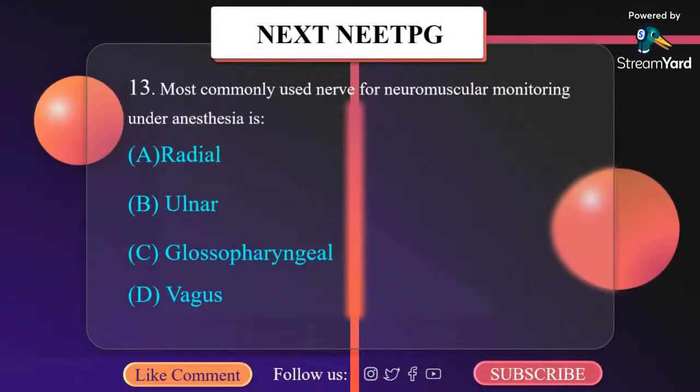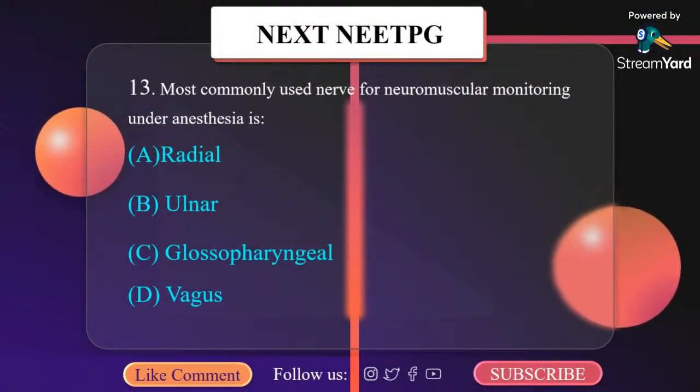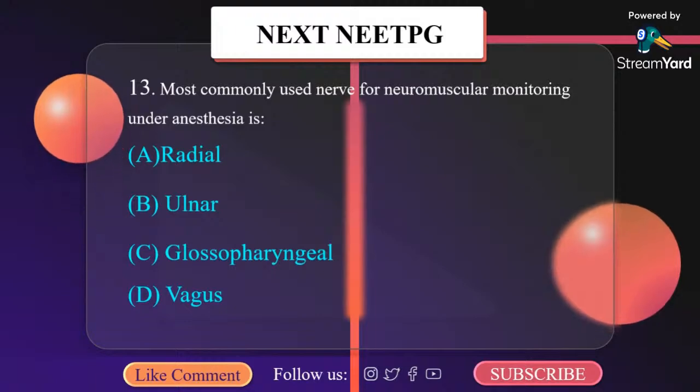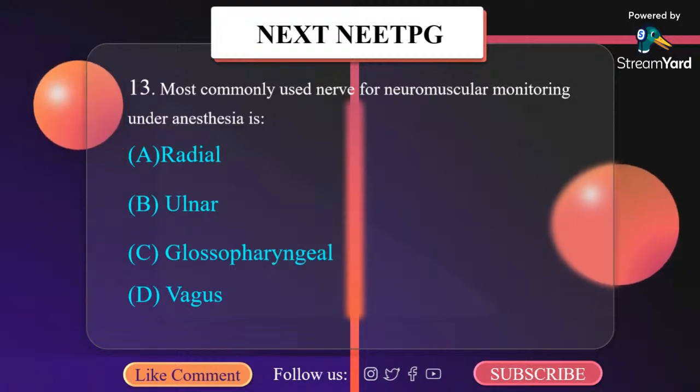Most commonly used nerve for neuromuscular monitoring under anesthesia is: A. Radial, B. Ulnar, C. Glossopharyngeal, D. Vagus. It is the ulnar nerve.